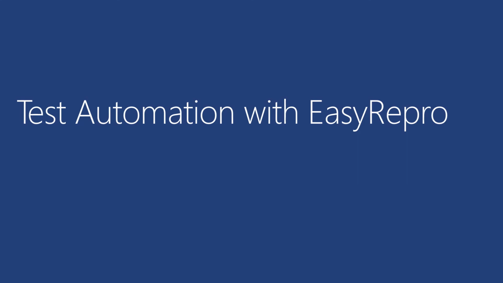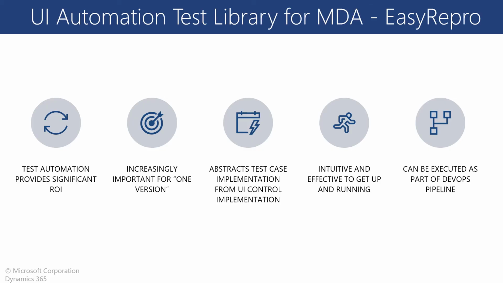Now let's take a minute and talk about test automation using EasyRepro. EasyRepro is a tool that was developed internally at Microsoft by our PFEs and our fast track engineers. Maybe you're asking yourself, or someone in your organization is asking, what benefit do we really get out of test automation? Well, test automation can provide significant ROI on your development process. It becomes very important to make sure that there is one true version of your software.